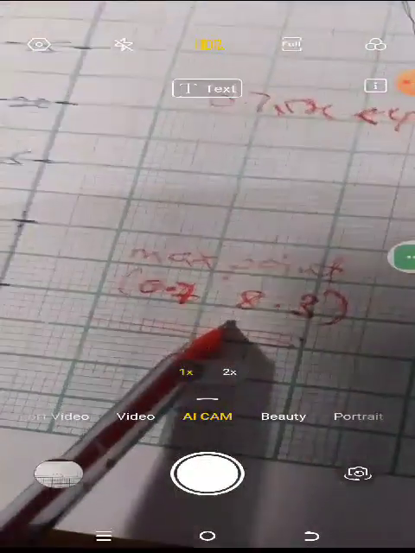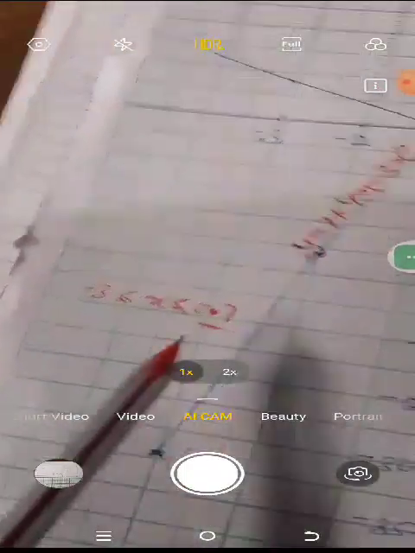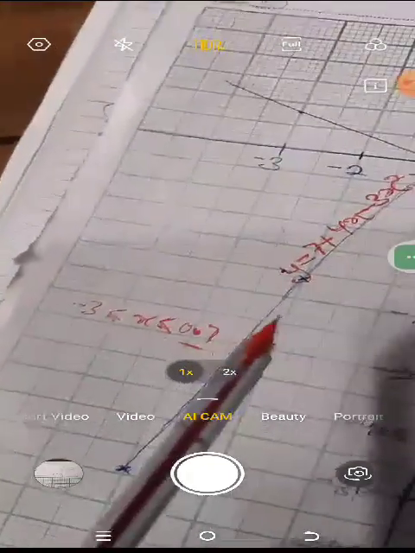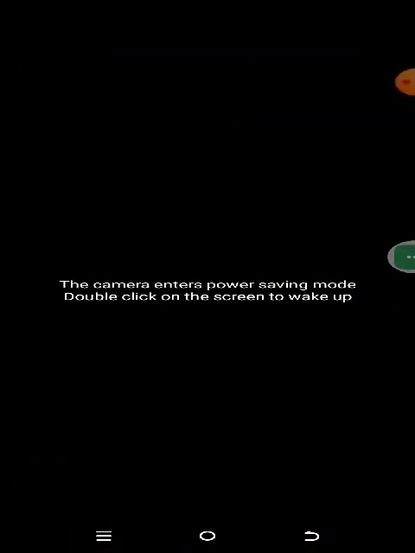Okay, so go over the values of x for which the graph is increasing, y is increasing, is this. Then the values of x for which the graph is decreasing is this. So that is it.